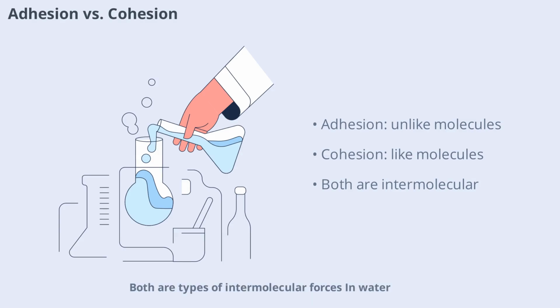Both are types of intermolecular forces. In water, cohesion leads to surface tension, while adhesion allows water to stick to glass or plant tissues. These forces work together in many natural processes.